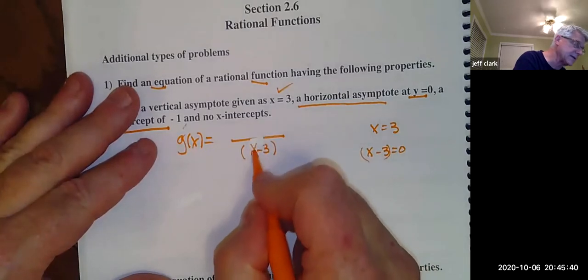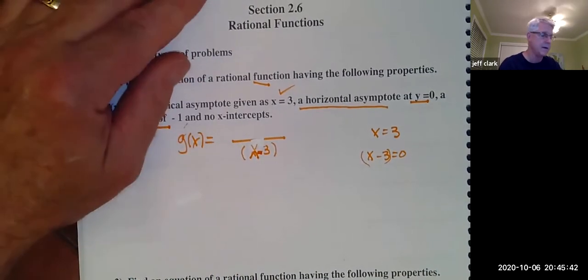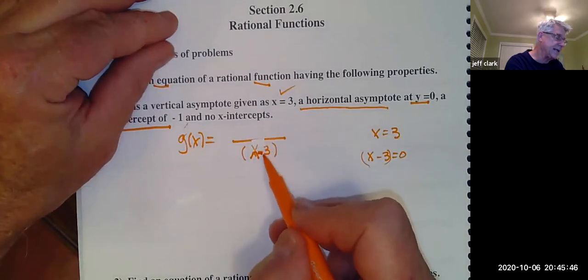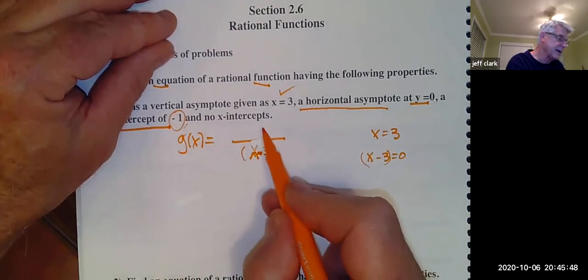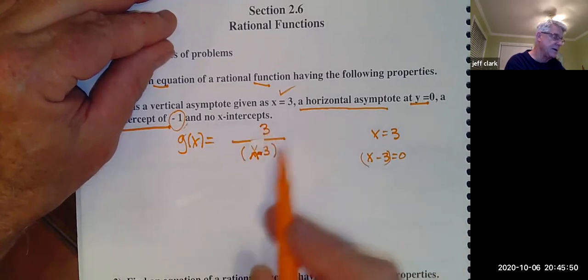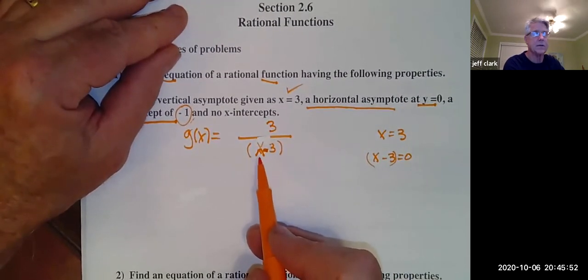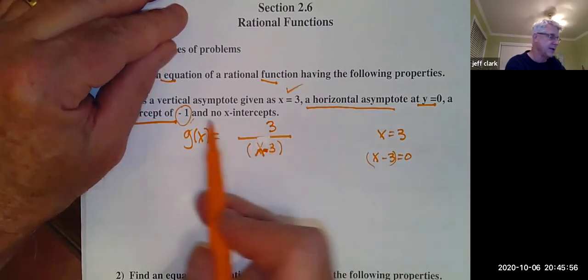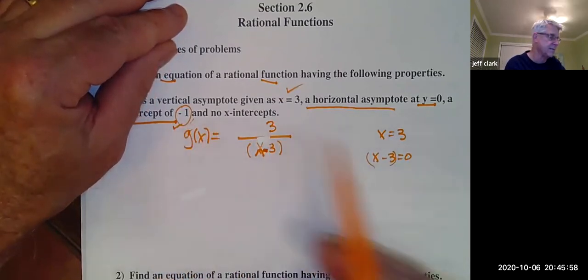That's x minus 3. So if I let x be 0, I need this to be -1. So how about if I make this a 3? So when x is 0, you have 3 over -3, which is -1. So that takes care of this.